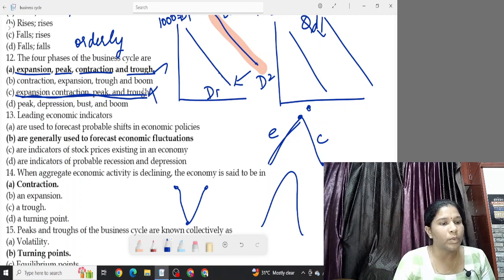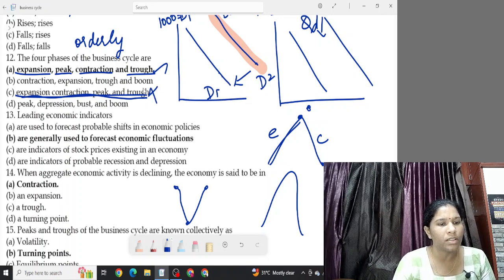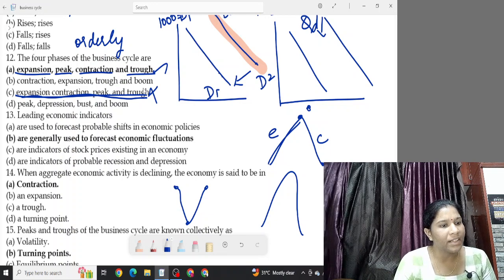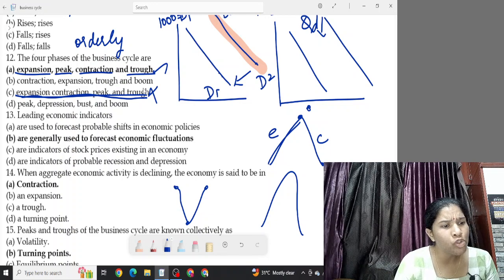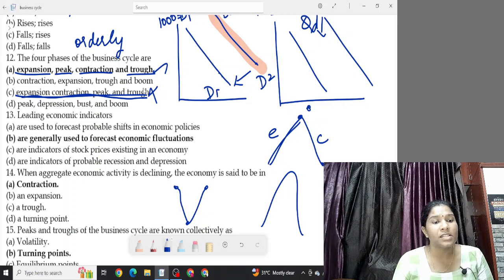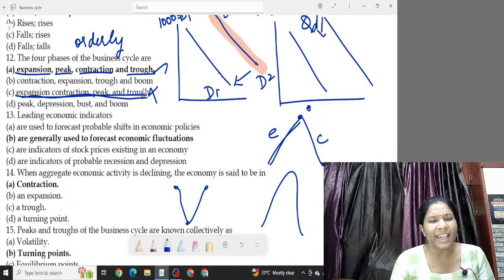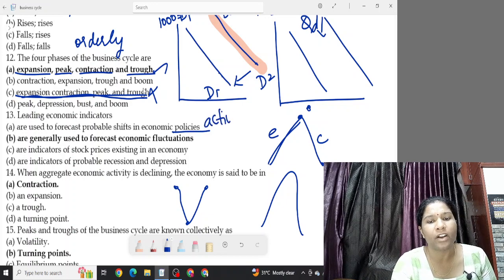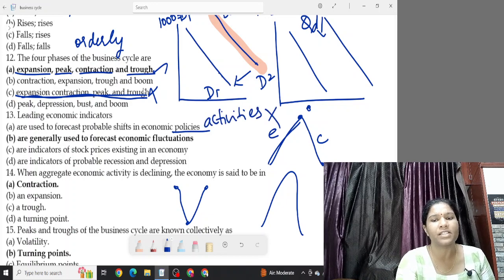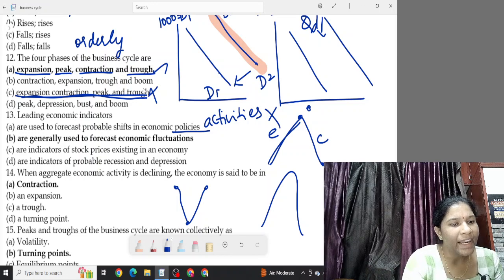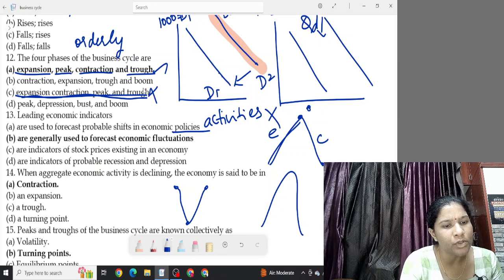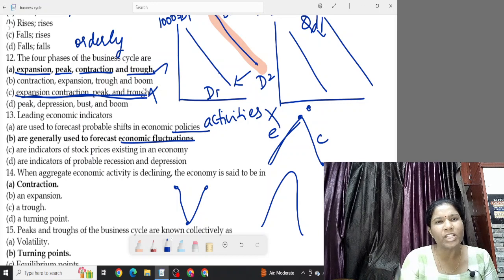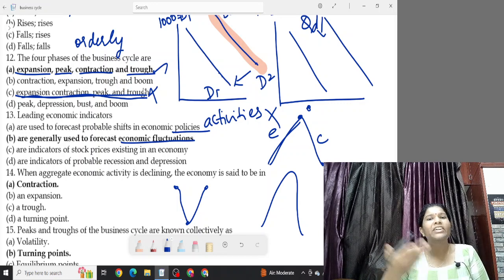Next one, 13th one. Leading economic indicators are what? Leading economic indicators are used to forecast probable shift in the economic policies. No. Probable shift in economic activities. So since activities is not given, it is the wrong answer. Okay. Leading economic indicators are generally used to forecast economic fluctuations. Economic fluctuation in the sense economic activities fluctuations.